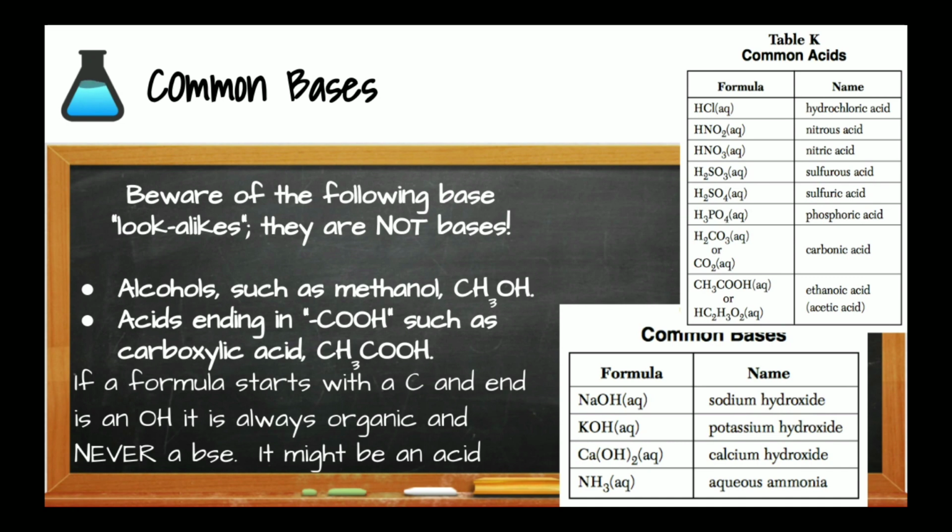And as we touched on before, some organic acids actually end in COOH. That's the functional group, or the three-dimensional shape of an organic compound, that makes it an acid. And if you see a formula that starts with carbon and ends in OH, just know that it is never a base, and it might be an acid if the last four letters in the formula are COOH. Again, you can always check if it's an acid by looking on reference table K.